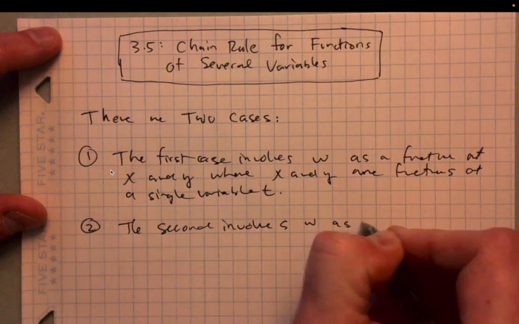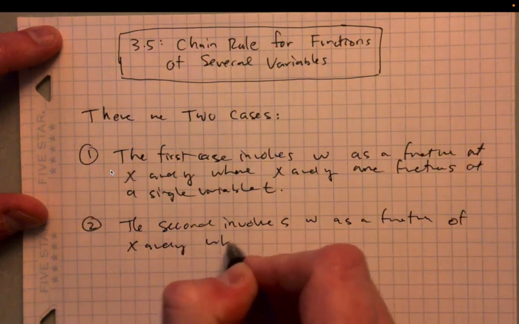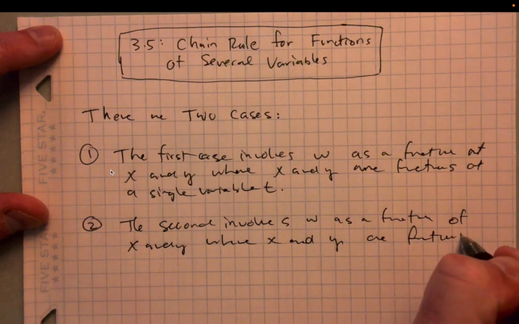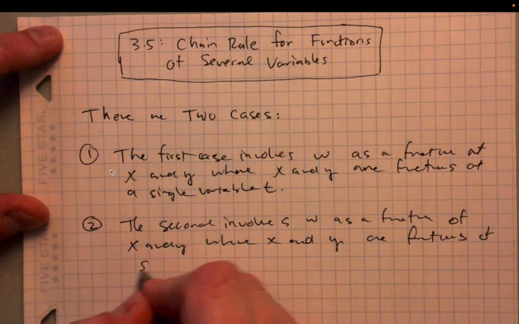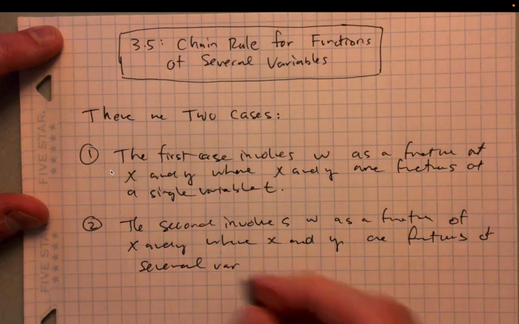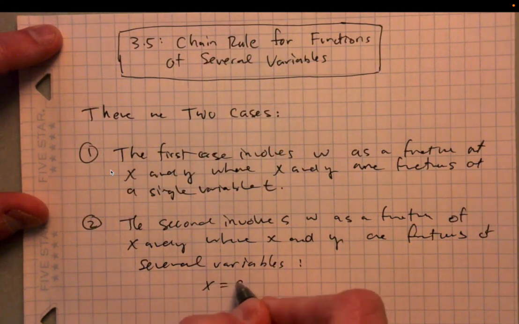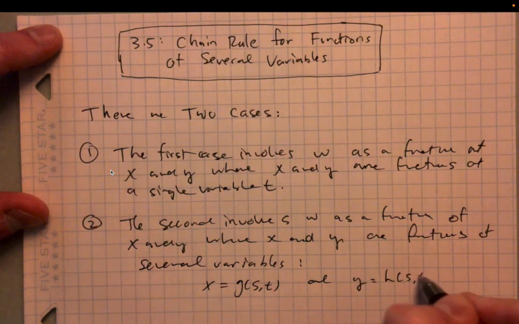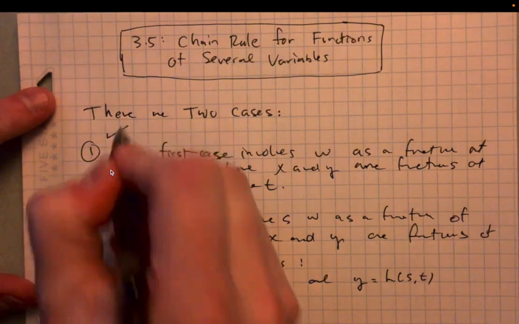So the second case will involve w as a function of x and y, where x and y are functions of several variables. They could be two or more, and it'll look something like this: x equals g of s, t, and y equals h of s, t. So you'll have this x part and this y part, and they'll each have s and t, multiple variables. Okay, so let's talk about the first case first.